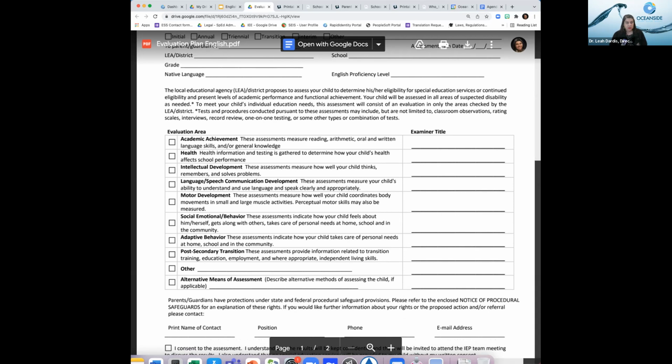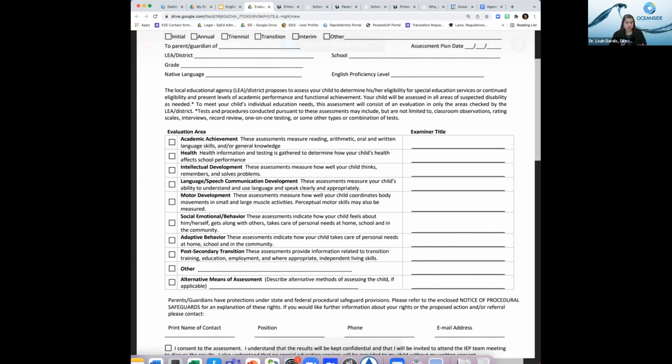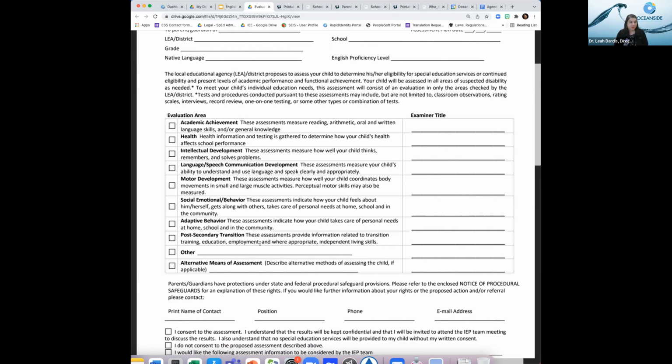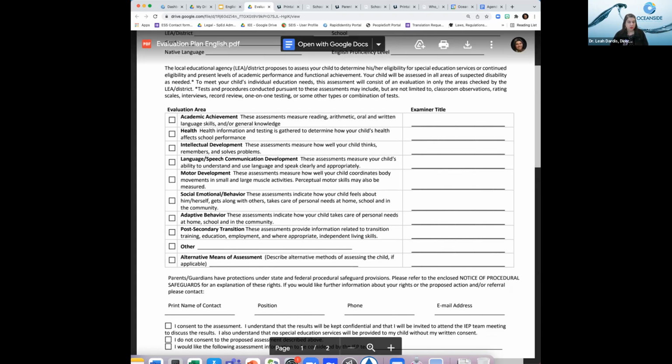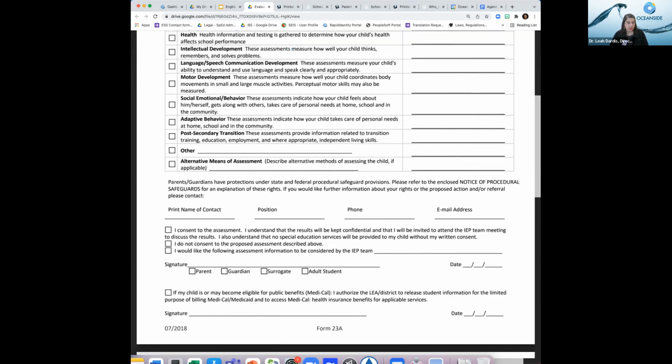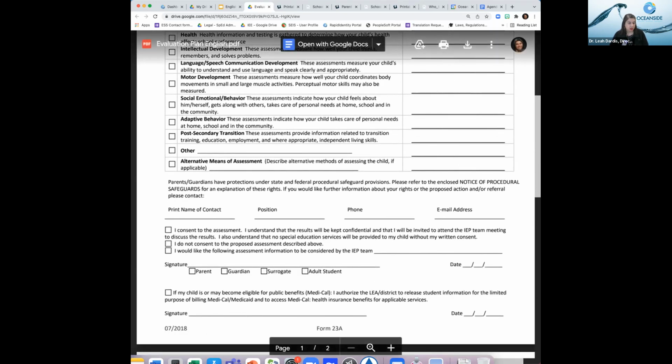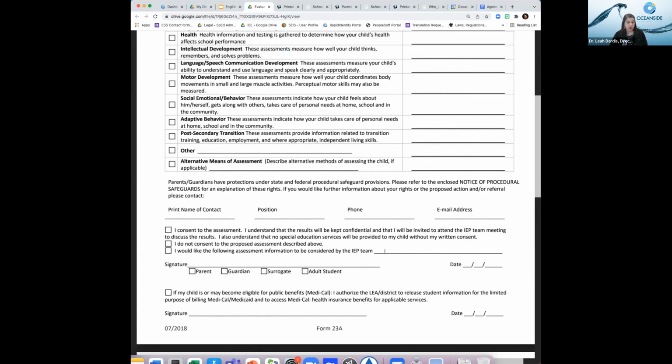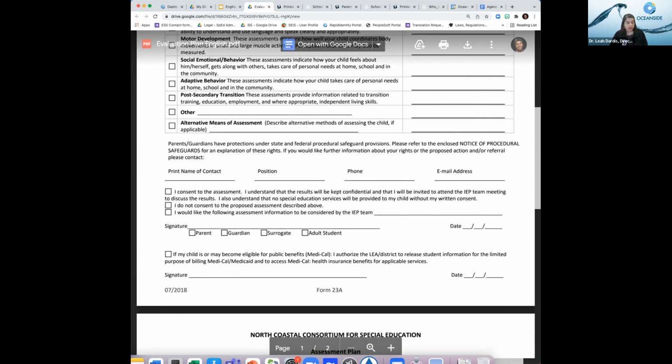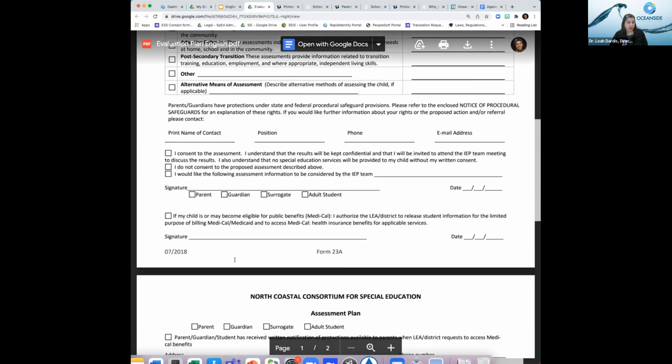So anytime that you feel that you would like your student to have some different assessments too, we're not just going to say, yes, we assess everything all the time, but it's really about, let's talk about what our concerns are. And if an assessment is really going to help to bring those concerns to light so that we can best address them. And that's what our purpose of our assessment plan is. And then you as a parent have the right to give consent, to not give consent, or to consider other assessments that you would like to see happening for your child. And of course, if your child is eligible or may become eligible for public benefits, checking this allows us to do Medi-Cal and Medicaid billing.